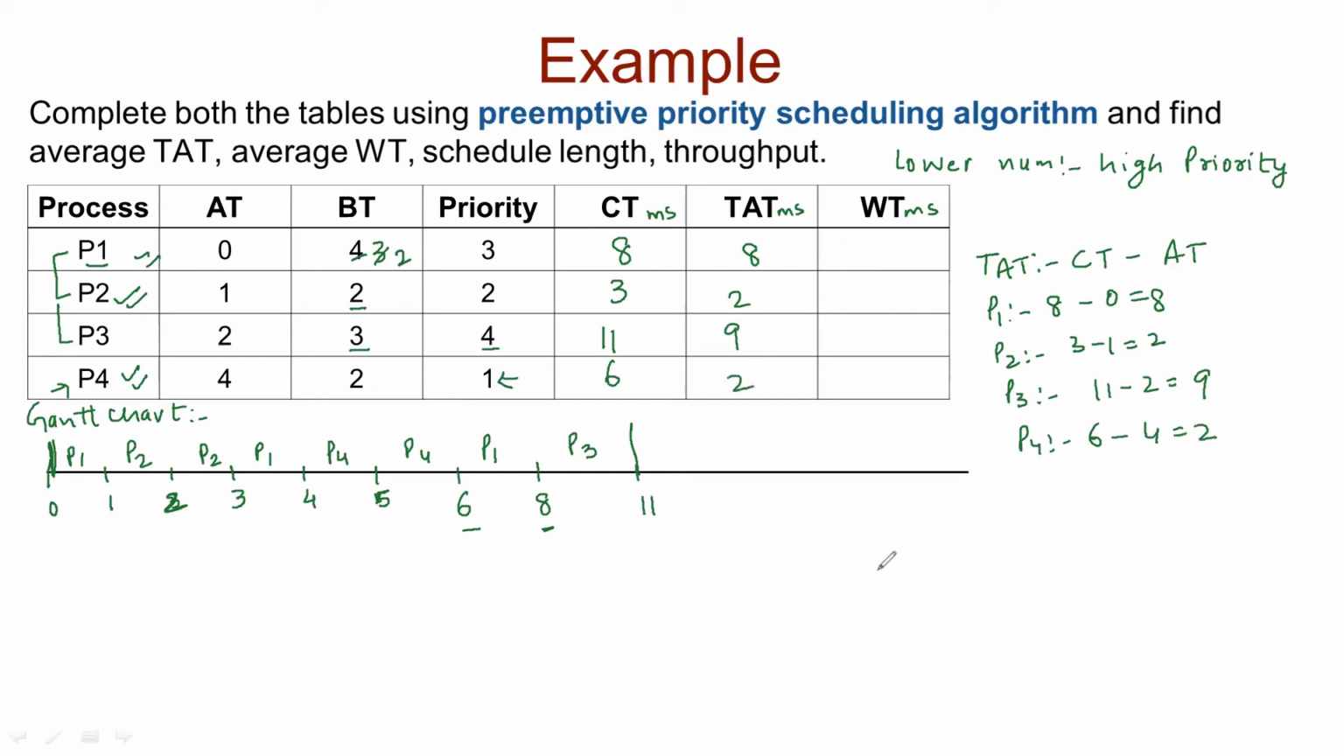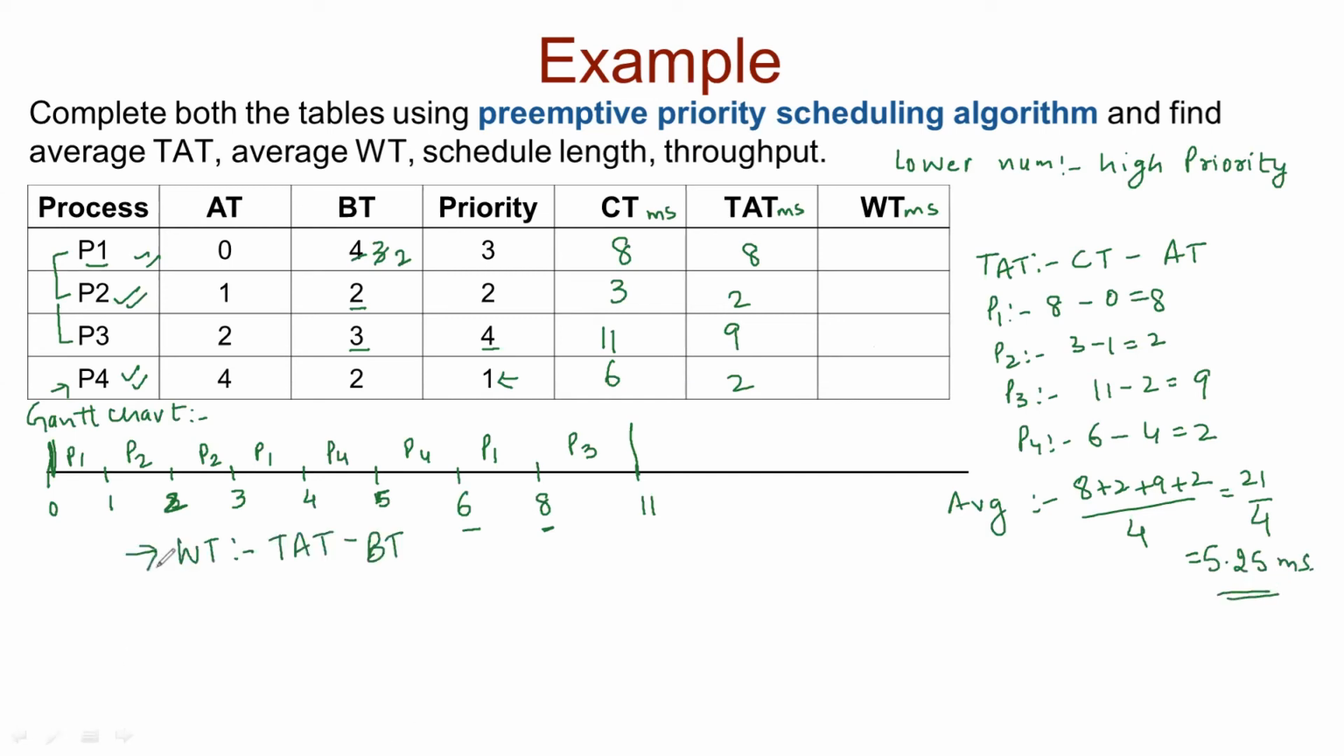Okay. You can find out average turnaround time. Average is 8 plus 2 plus 9 plus 2 divided by the number of processes in the system, which is 4. Let me compute this for you. It is 21 by 4. So it comes out to be 5.25 millisecond. You can verify it also.